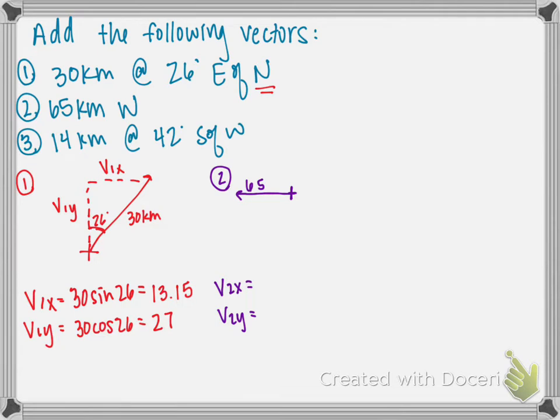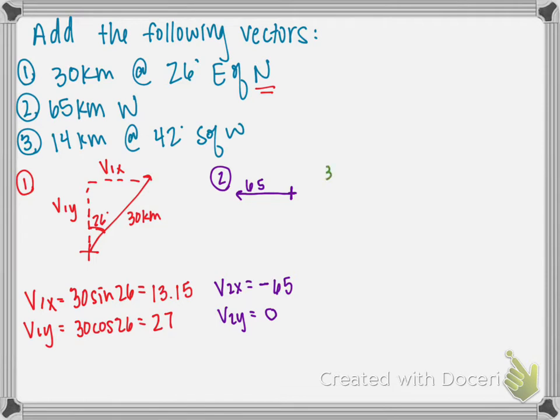Do I need to do any sine or cosine for this vector? No. So what would V2x be equal to? Negative 65, right? Because it's going to the west. And so what does that mean V2y is going to be equal to? 0, right? This vector has no part of it that is going in the vertical direction.